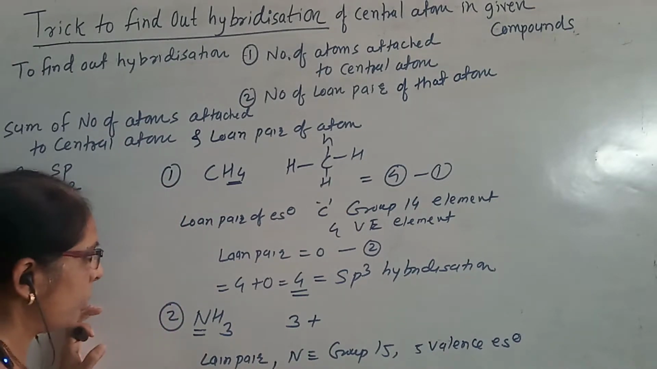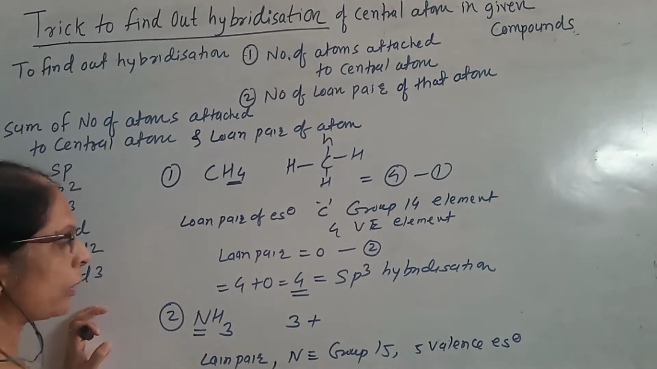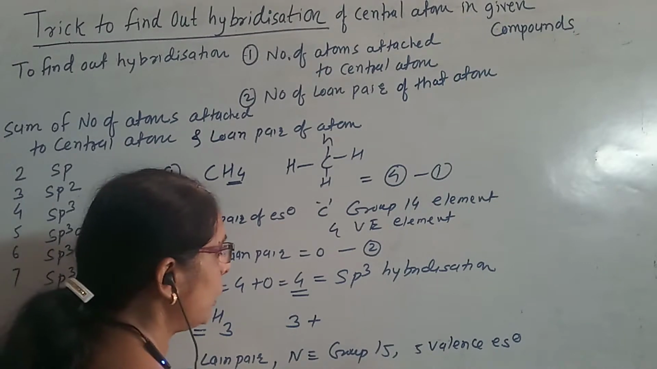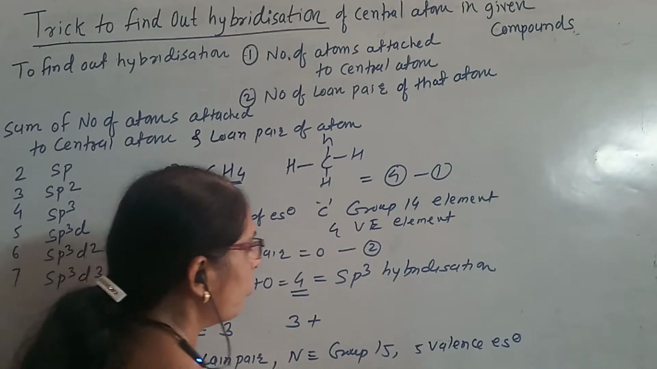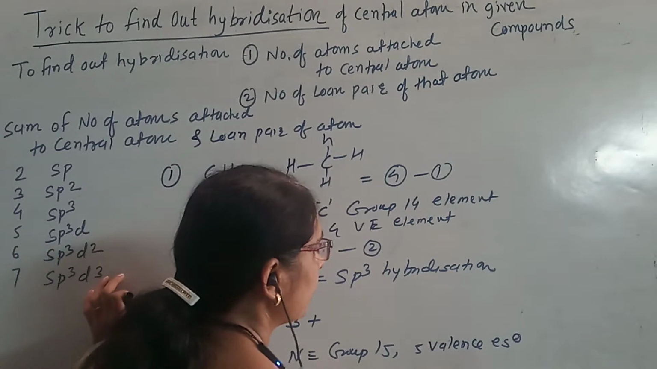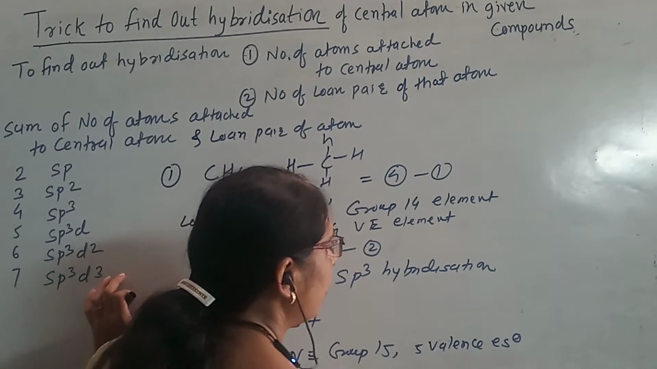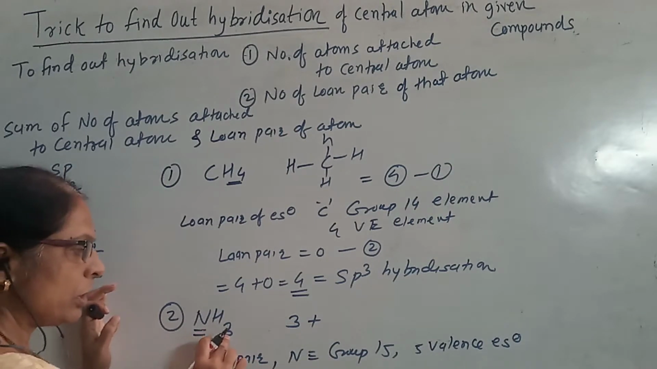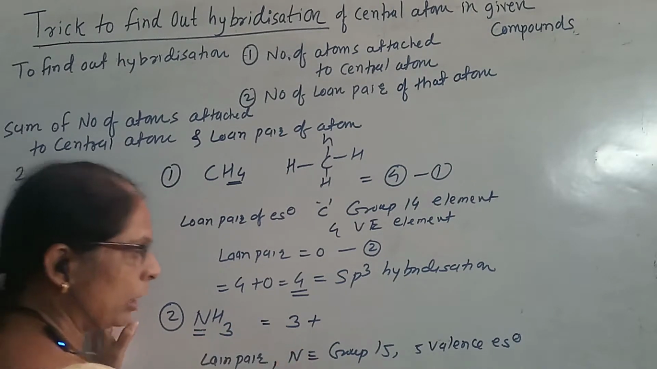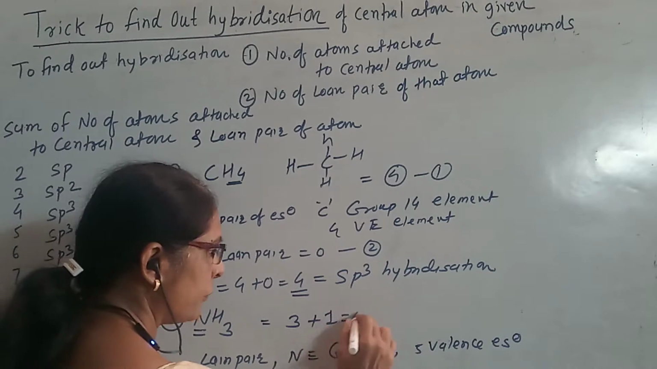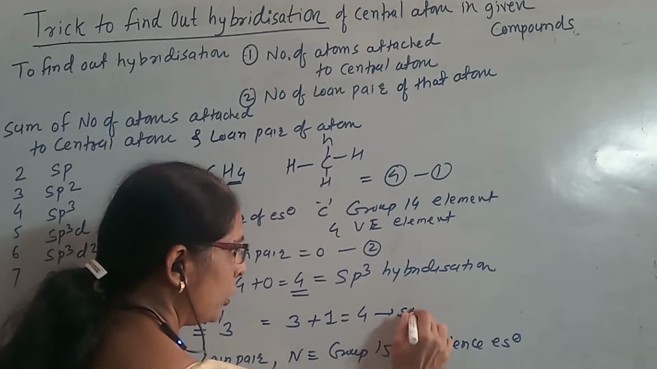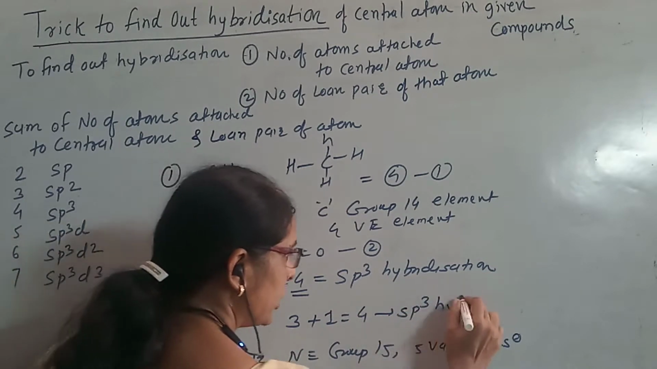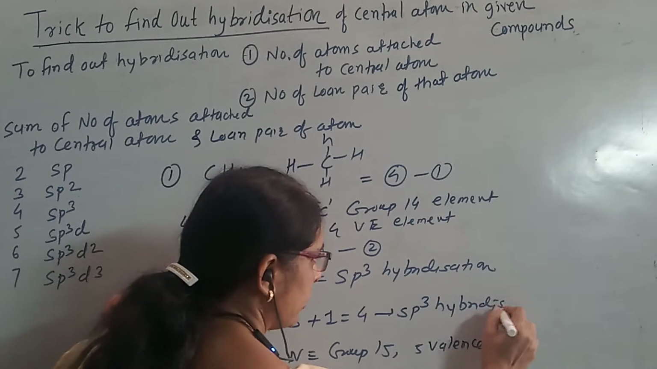5 minus 3 is equal to 2 electrons remaining, and 2 electrons are nothing but one lone pair. So how many atoms is nitrogen attached to? 3 atoms and one lone pair. So 3 plus 1 is 4. So again, ammonia can show sp3 hybridization.